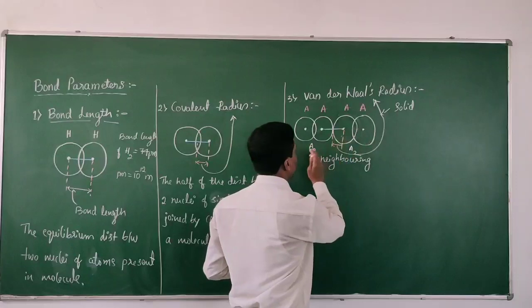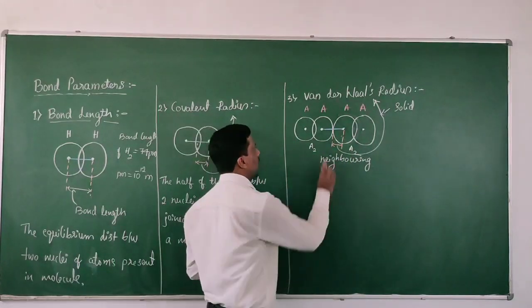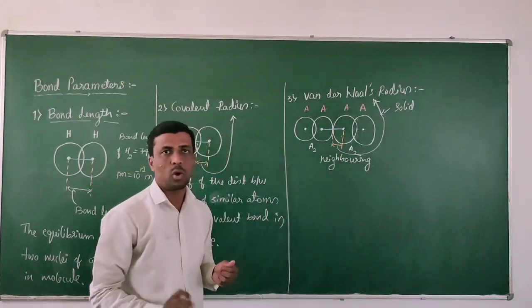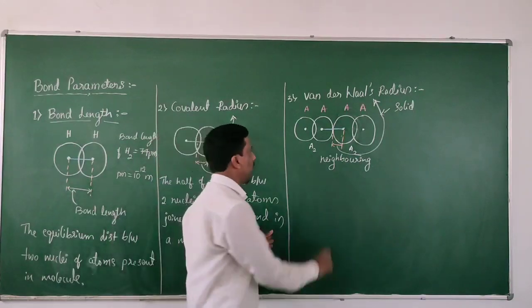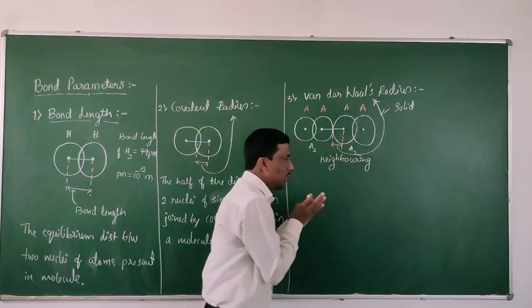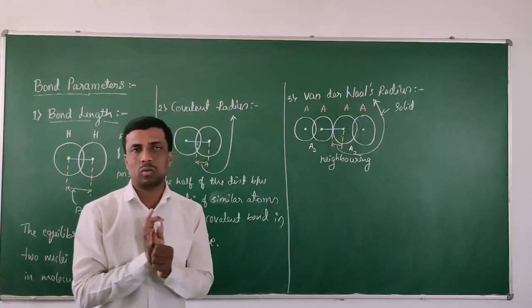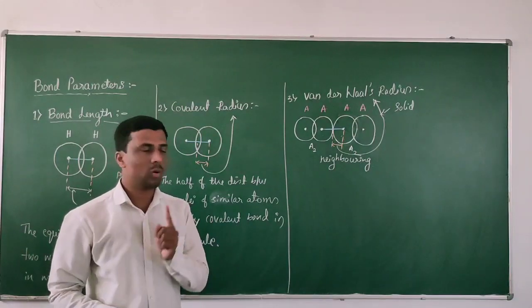These two, A2, are neighboring molecules. I am considering half of the distance between two similar atoms in a solid of neighboring molecules. I was considering the half distance between two similar atoms, where those two atoms belong to neighboring molecules.